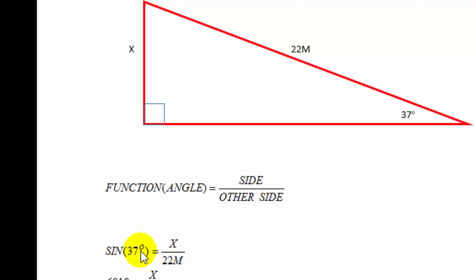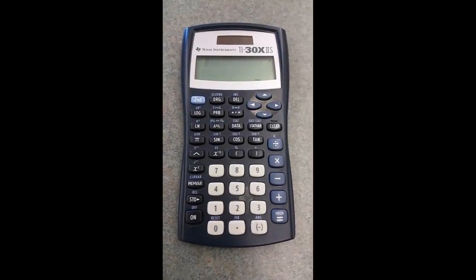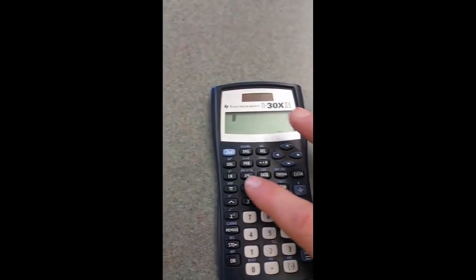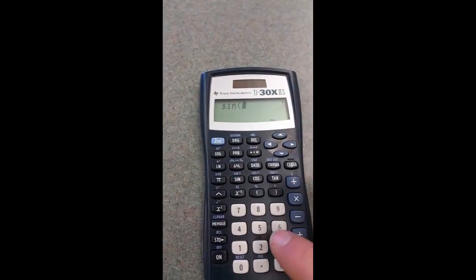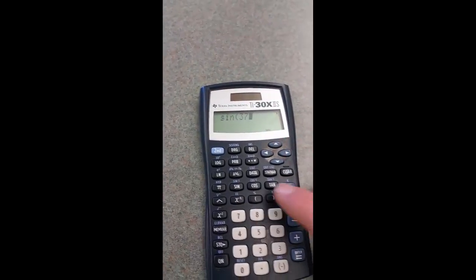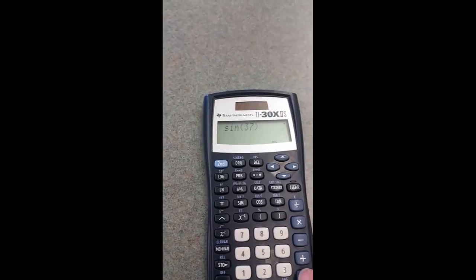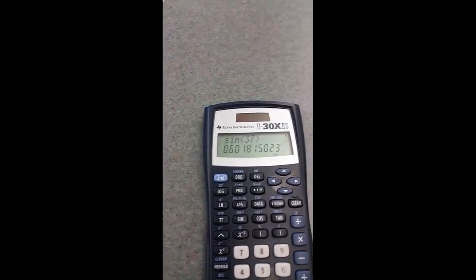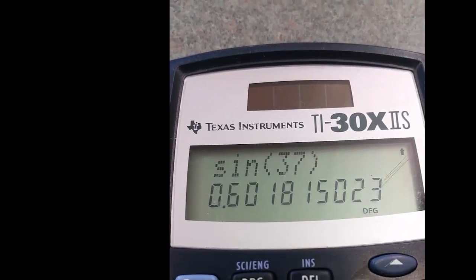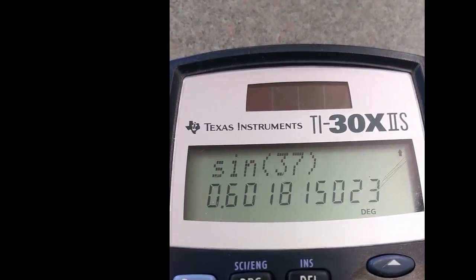The sine of 37 degrees is something that you can figure out using a scientific calculator. All right, if I want to find the sine of 37 degrees, I simply go to the calculator, I hit the sine button, I hit 37, close my parentheses, and hit enter. And it tells us that the sine of 37 is approximately 0.6018.